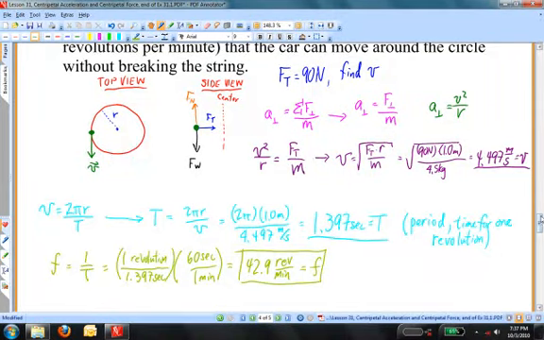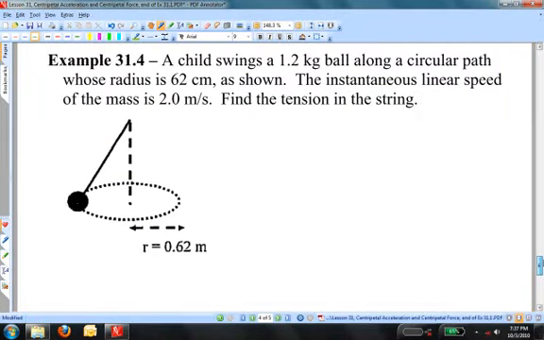The last example involves a tether ball. Example 31.4 says a child swings a 1.2 kilogram ball along a circular path whose radius is 62 centimeters as shown. The instantaneous linear speed of the ball is 2.0 meters per second. Find the tension in the string.